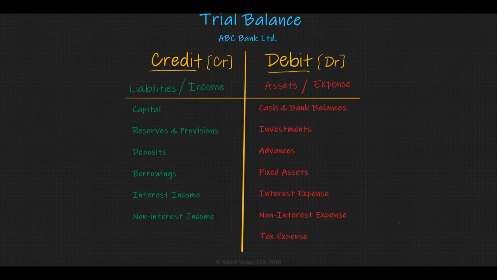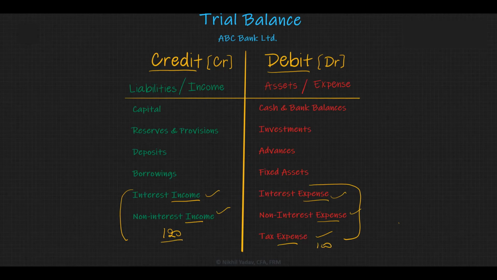Okay, let's discuss one more concept quickly. What happens to this income and expenses? At the end of the year, there would have been some income and we would have incurred some expenditure. Let's say the total income was 120 and total expenditure was 100. So at the end of the year, we'll have a net profit of 20. So what will happen to this 20? This net profit will have two possibilities.